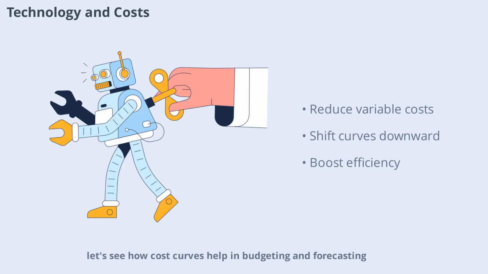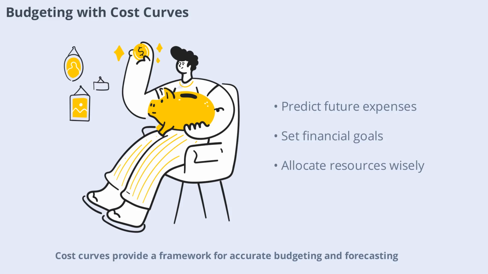Next, let's see how cost curves help in budgeting and forecasting. Cost curves provide a framework for accurate budgeting and forecasting. By understanding how costs behave at different output levels, businesses can predict future expenses and set realistic financial goals. This proactive approach helps avoid surprises and ensures resources are allocated efficiently.